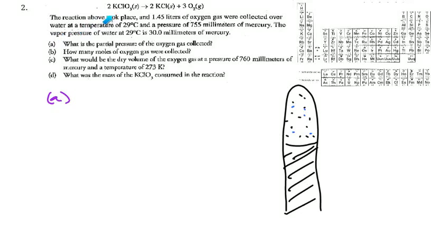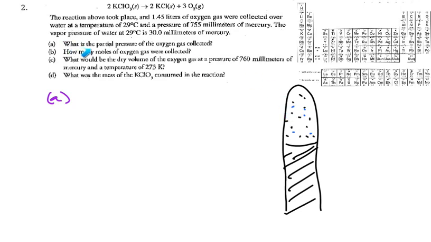Number 2 is exploring not a reaction that we've done, but it's certainly exploring a concept that we've done before in lab. So a reaction took place and they clearly collected the gas over water. This was the total pressure of the gas that was collected over water, and they say the vapor pressure of water is 30 millimeters of mercury at the temperature they collected it at. And you remember that, so the total pressure 755 is for all of the vapor in here, including the water.